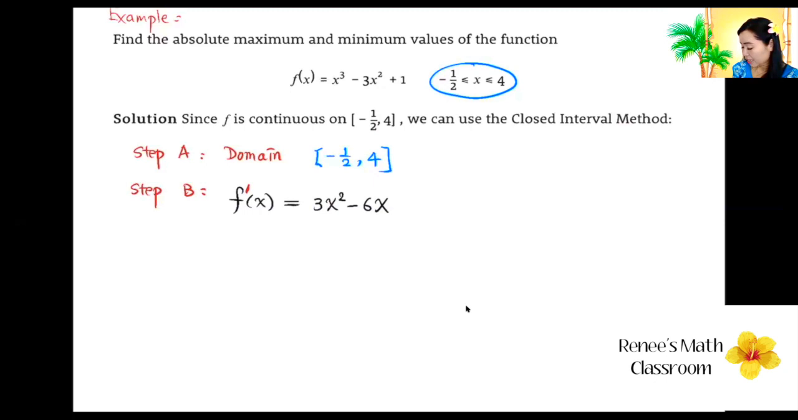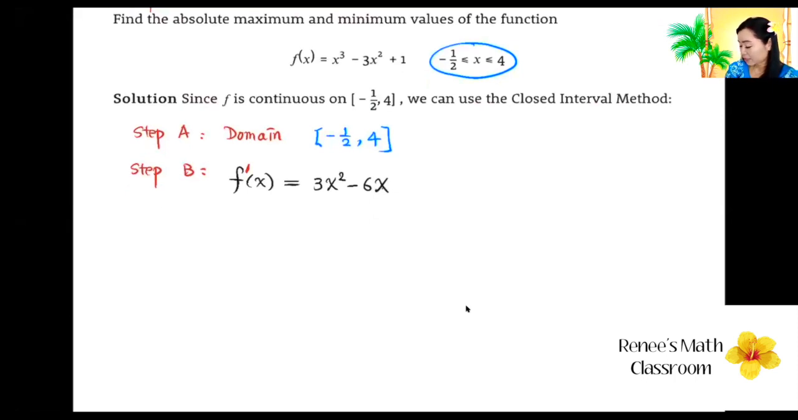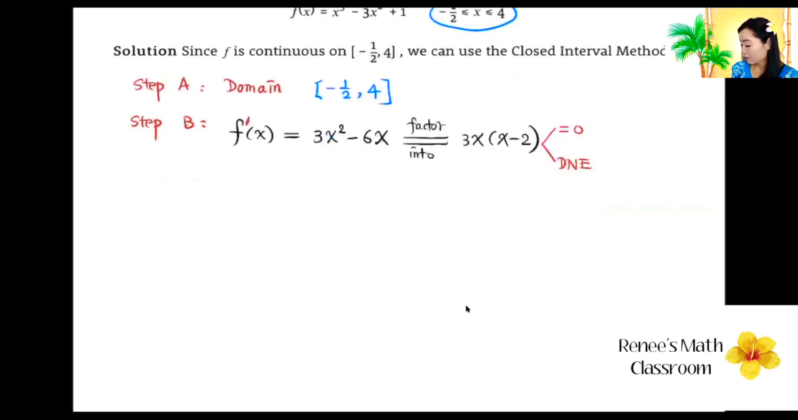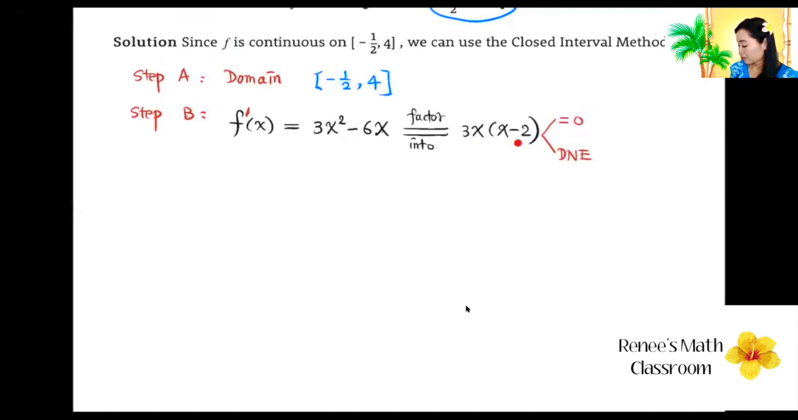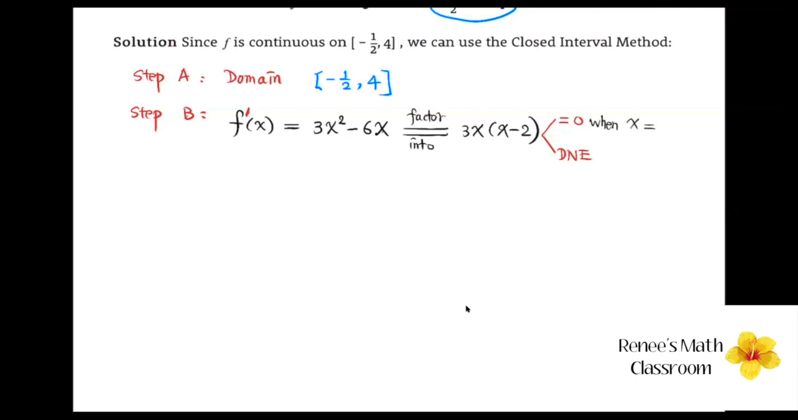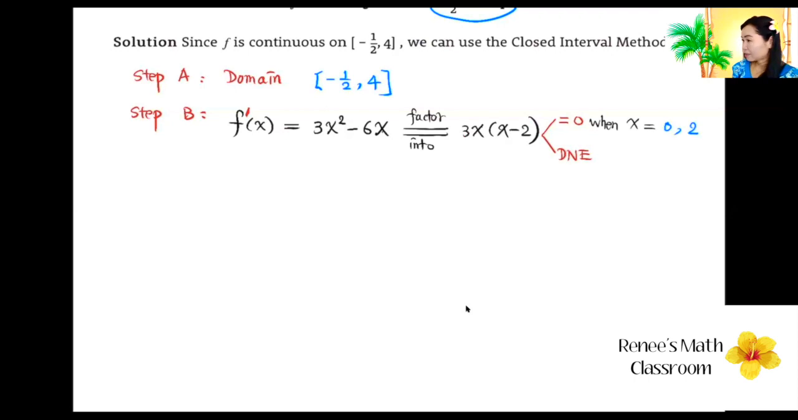So you have 3x squared minus 6x, right? Now you're going to factor this because we try to find when this will equal 0. So you factor, and you try to find out when this derivative will be equal to 0 or when it will be undefined. When will this equal 0? When x equals 0 and when x equals 2. Yes, when x equals 0 and also 2. When will this be undefined? Since this is a polynomial, it's never going to be undefined because the domain for a polynomial is all real numbers.